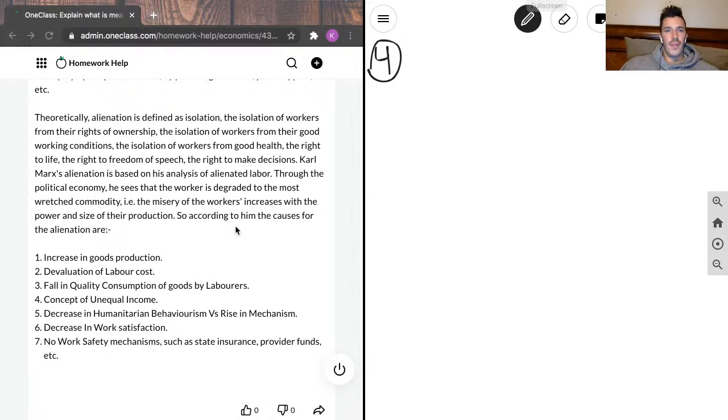Through the political economy, he sees the worker is degraded to the most wretched commodity, i.e. the misery of the workers increases with the power and size of their production. So according to him, the causes for the alienation are increase in goods production, devaluation of labor costs, fall in quality consumption of goods by laborers, the concept of unequal income, decrease in humanitarian behavior versus the rise in mechanisms, decrease in work satisfaction, or no work safety mechanisms such as state insurance, provider funds, etc.